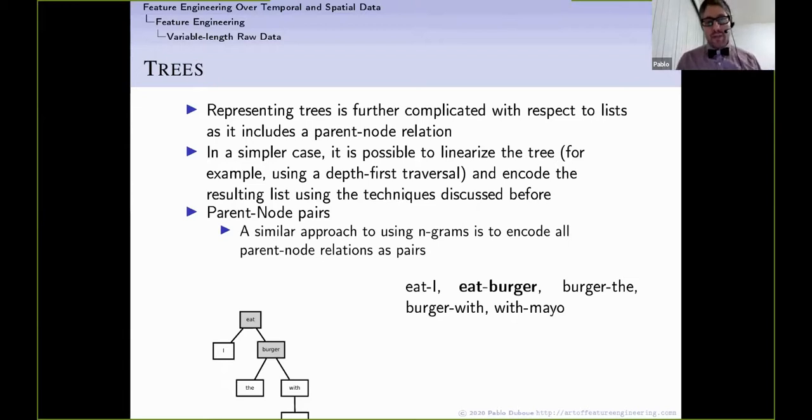Trees are a little more complicated because, well, you have a parent-node relationship. You can linearize the tree, going from the first traversal and encode it as a list, or you can use the tree equivalent of n-grams, which are parent-node pairs. So if you have this little tree here, "I eat the burger with mayo", then you can encode that as these pairs there, and the parent node "eat burger" is highlighted in the tree.